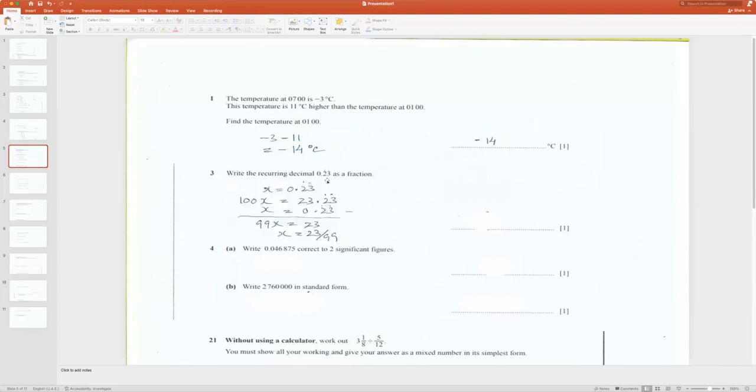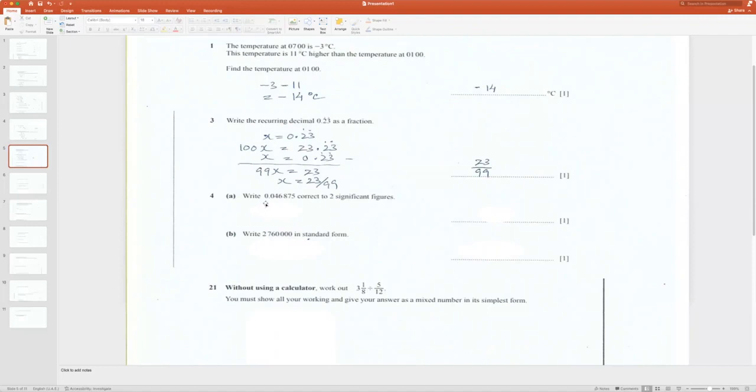Write the recurring decimal 0.23 as a fraction. So we can write x equals 0.23 recurring, then multiplying by 100, 23.23 recurring, then subtract this x value. So 100x minus x is 99x. Here the recurrence part is going, then 23. So x equals 23 over 99. The answer we can write as a fraction like this.